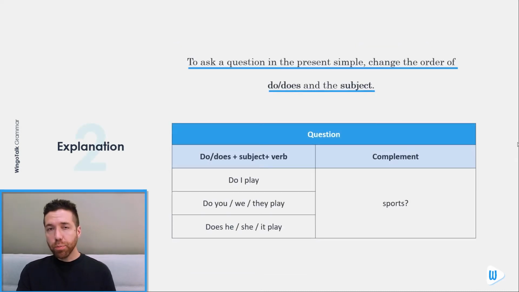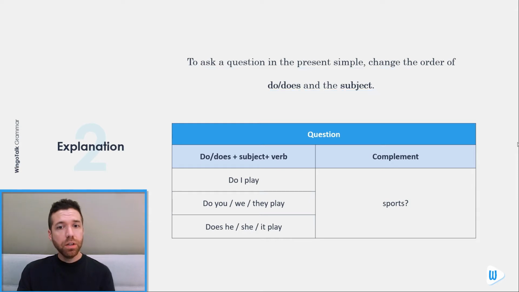To ask a question in the present simple, change the order of do or does and the subject. Do I play sports? Do we play sports? Does she play sports?